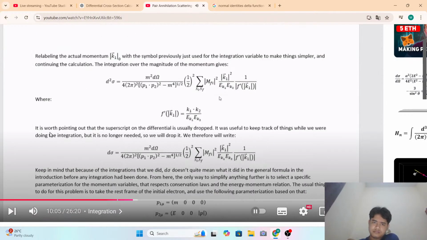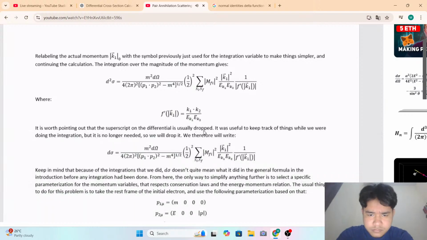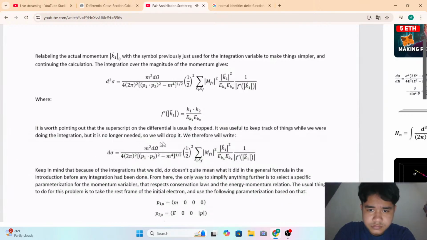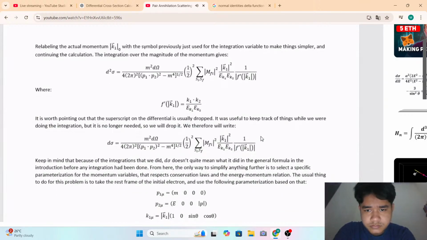As I described above, the superscript on the differential is usually dropped. It was useful to keep track of things while we were doing the integration, but it is no longer needed, so we will drop it and return to the standard notation.